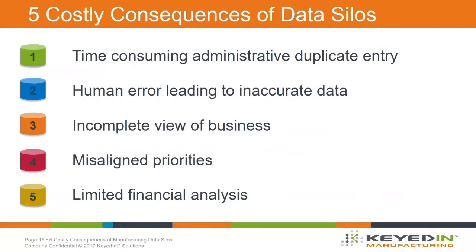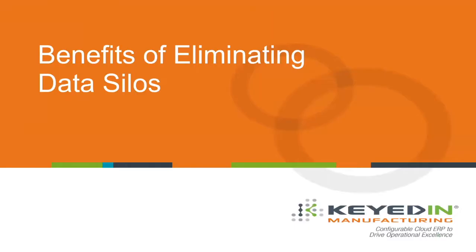So to sum up, what we see as the 5 most costly consequences of data silos is time-consuming duplicate data entry, human errors leading to inaccurate data, that inaccurate data leading to an incomplete view of the business, which then tends to lead to misaligned priorities, and finally, at the end of the day, or at the end of the month, as it were, limited financial analysis that we can actually do.